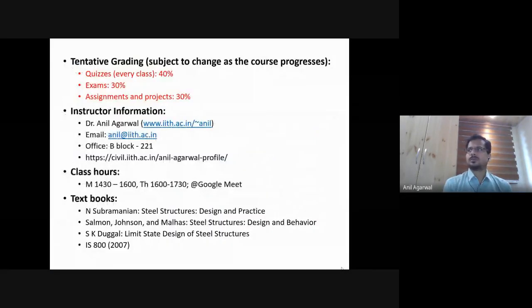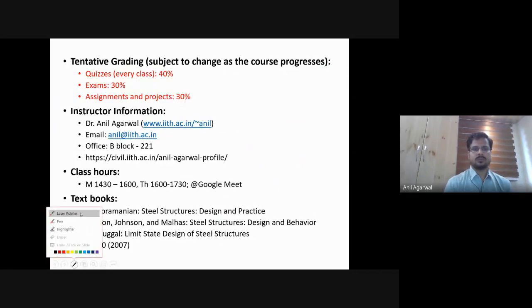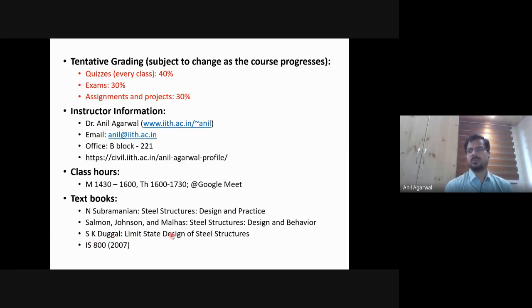So there are some textbooks. These textbooks are easily available. I think all of them are available on Amazon. These three, the books by Subramaniam, Salman Johnson and Malhas, and S.K. Duggal, are the three textbooks I would be referring to. I don't have a specific textbook because I pick different materials from different textbooks. I'm sure all of you have some way of finding the books. Library is not open though, but these are not very difficult to find. And the Indian standard code for steel design is IS 800. There are many other relevant Indian codes that we will be referring to from time to time, but IS 800 will be the primary code.